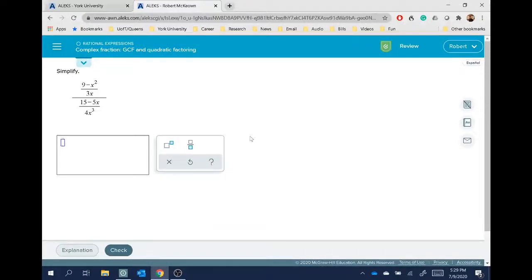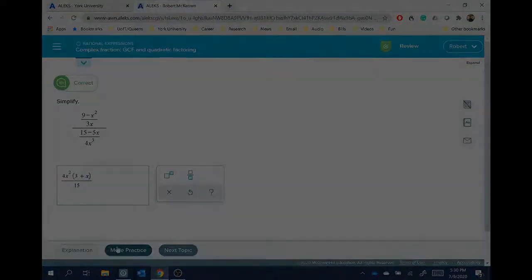So here we are in ALEKS. I'm going to enter the answer that we came up with. I've got 4x squared and create a bracket, 3 plus x. And then I'm going to highlight this whole thing, press this button over here, the square with a line below it and then another square below that line, and type in 15. I'll click the check button, and we simplified this expression.